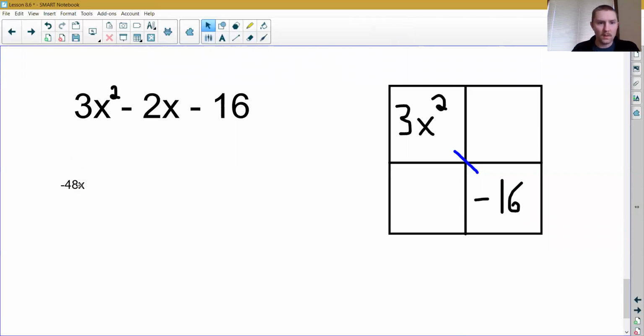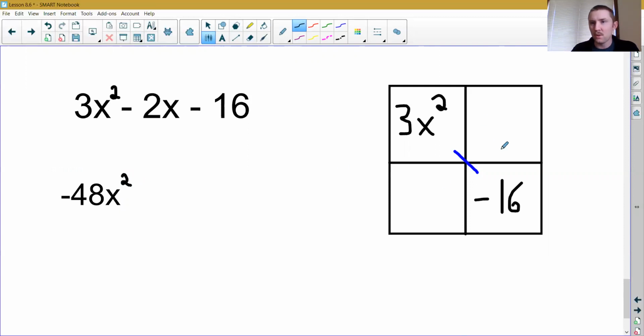So I really need two numbers that multiplied together make negative 48, right? Because I need these two boxes to multiply to the same thing that the other two did. So I need them to multiply to be a negative 48. And remember, I need them to add up to be this thing from the middle of my original, okay? So two numbers that multiply to make negative 48 and add up to make negative 2.